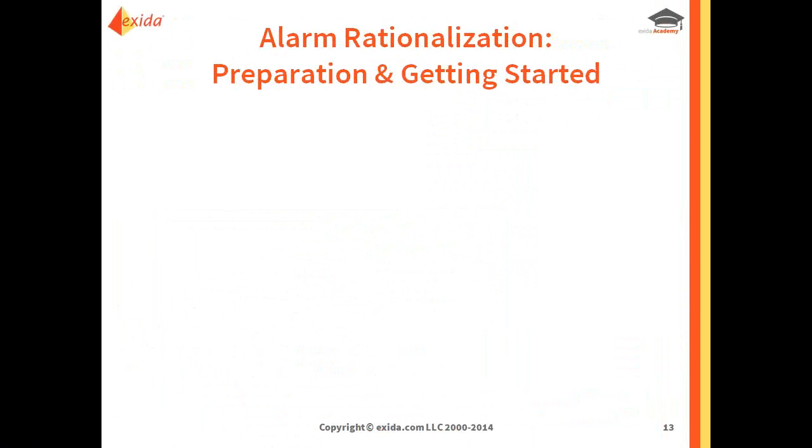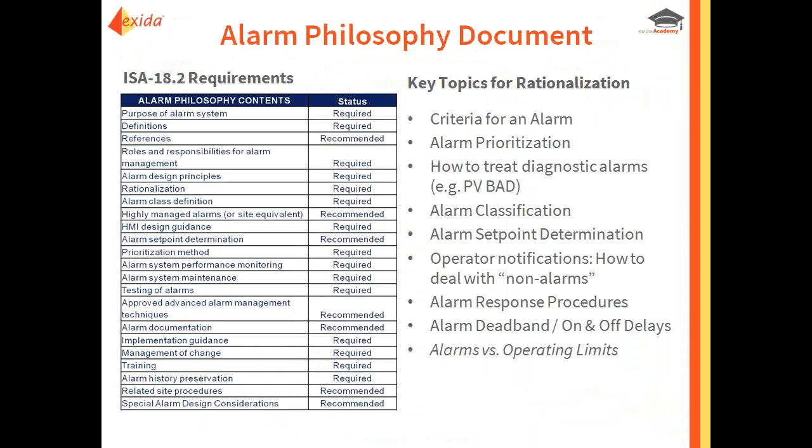So now let's shift gears and talk about how you would actually prepare for a rationalization and get started with it. First, you need an alarm philosophy document as defined in the ISA and IEC standards. It's a document that has to have a certain set of information in it. For the purposes of rationalization, the key information that needs to be there are things like how you prioritize an alarm. We actually want to have a methodology that's agreed to beforehand so that you're not arguing over a rationalization or a prioritization based on people's personal feelings.